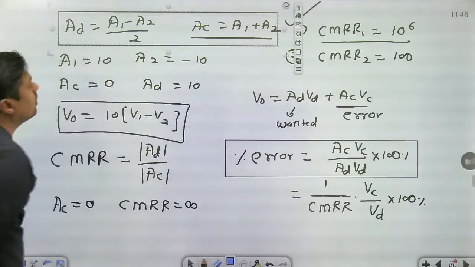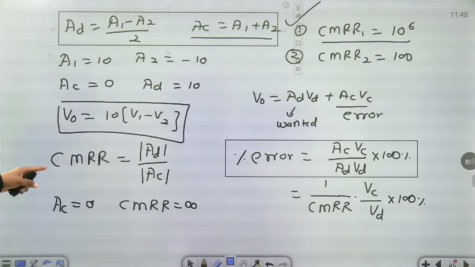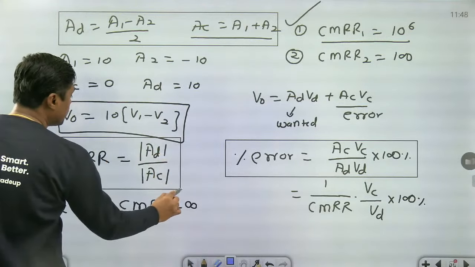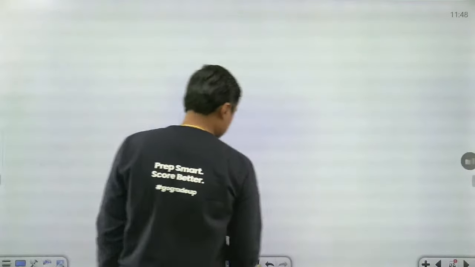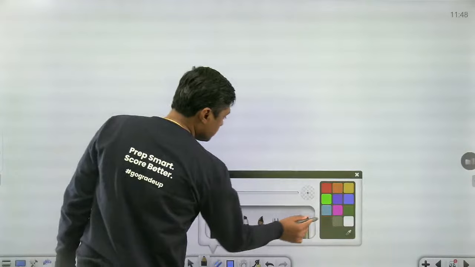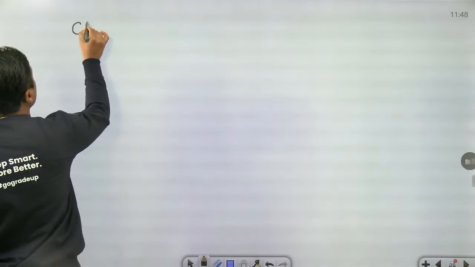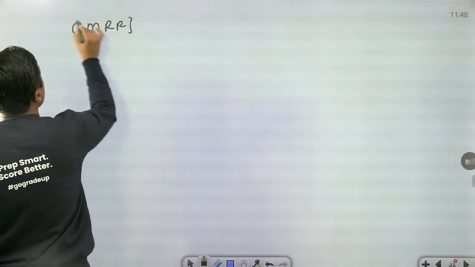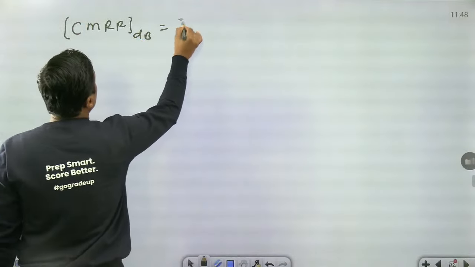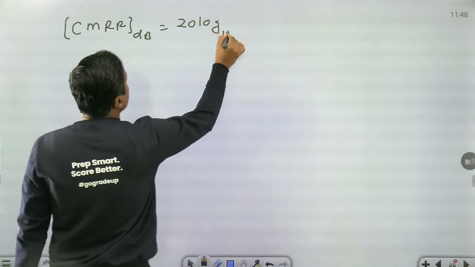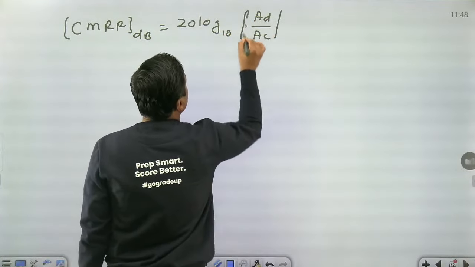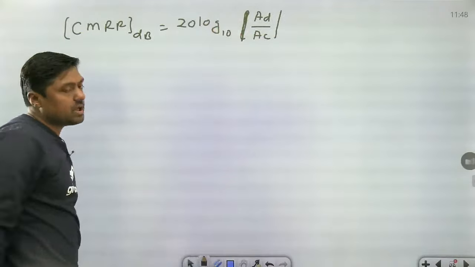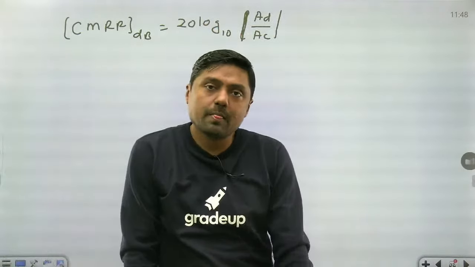These two. Okay. Right, CMRR, and if it is CMRR in dB, then what will be the dB? 20 log of this. CMRR in dB is nothing but 20 log base 10 of mod of AD by AC. This is the CMRR. Okay.